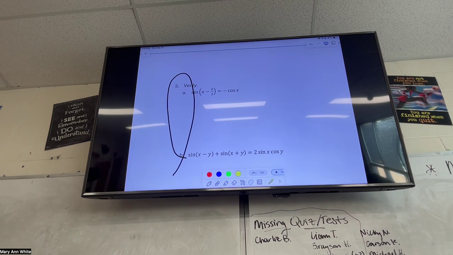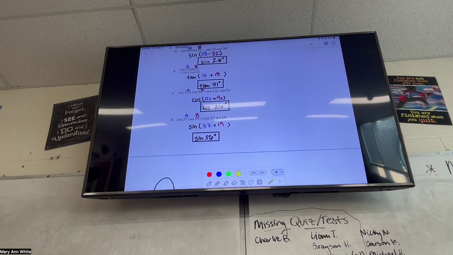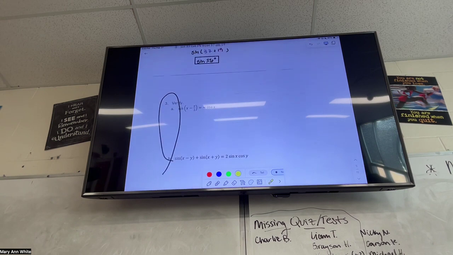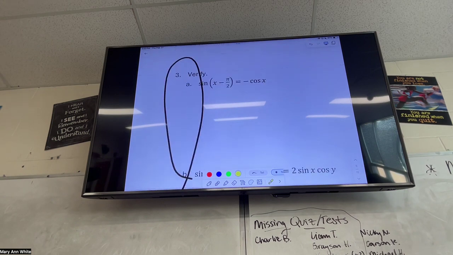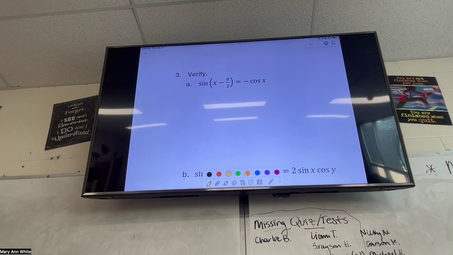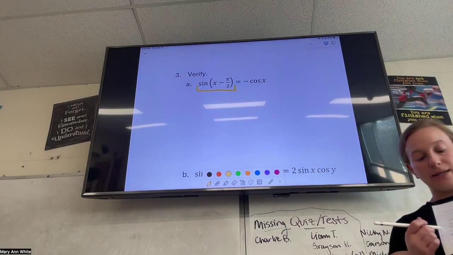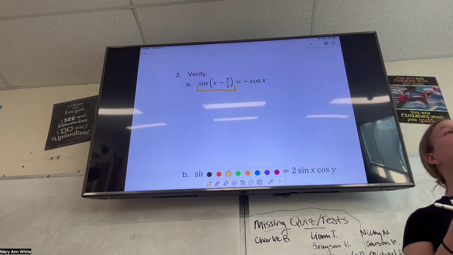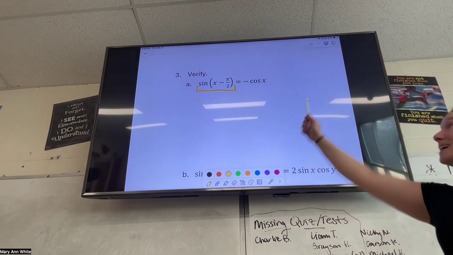So we practiced a bunch using actual numbers and actually solving things out yesterday. Today, what we're going to do is practice verifying. So basically, that's what you just did on your quiz. Now we get to use our sine, cosine, and tangent sum and difference angles as part of our verifying. So like if I look at number 3a, it says sine of x minus pi over 2. That is a difference angle identity. So I'm taking that sine of x minus pi over 2, and I'm going to use my difference of angles, plug that in and expand it out and see if I can get down to cosine of x.